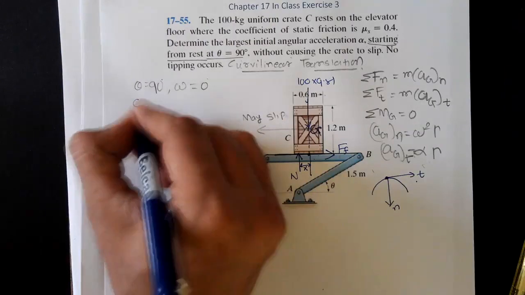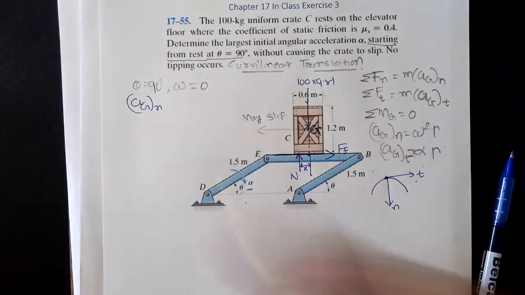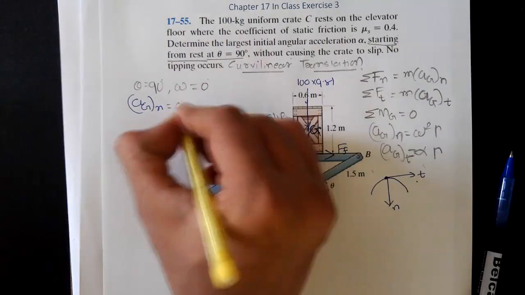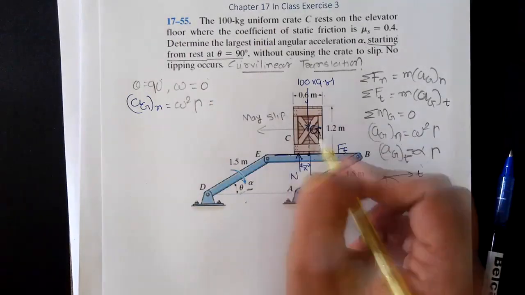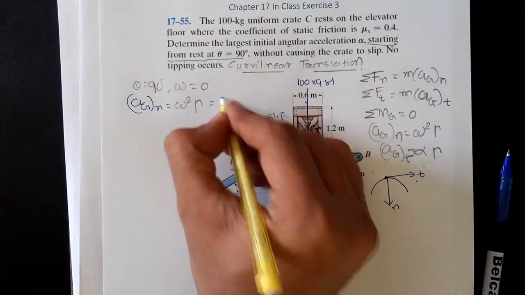So let's calculate a_Gn, that is the normal component of the acceleration, which, as per this equation, is omega squared times r, where omega, the angular velocity of the link EB, is 0 because it's starting from rest. So this is 0.